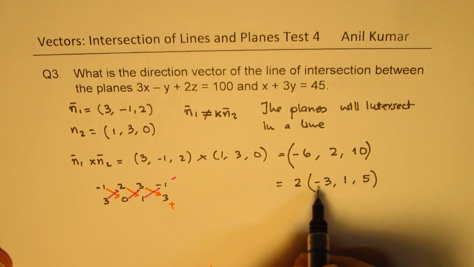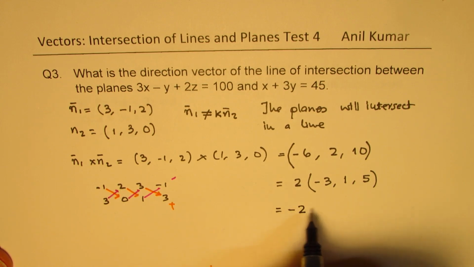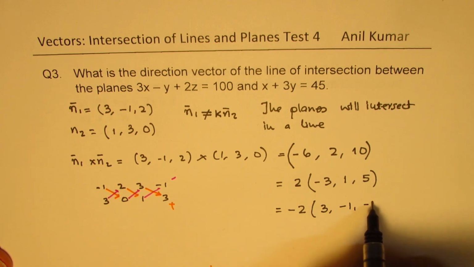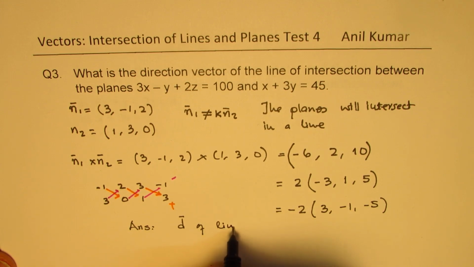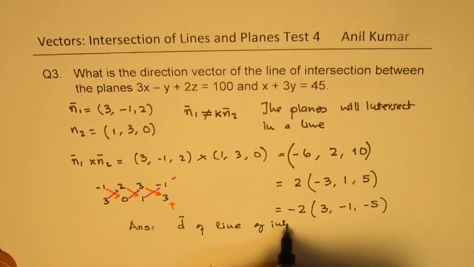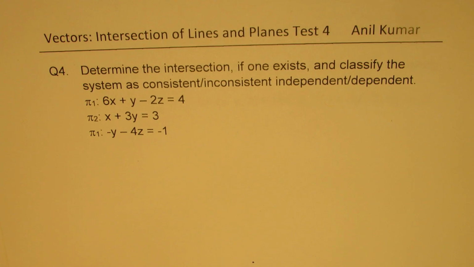Now normally we keep this as positive. So at times in a multiple choice question you may have this option as 3, -1, -5. Does that make sense to you? So that becomes the direction vector of our line, right? So our answer here is that the direction vector D of the line of intersection is, I'll write this as 3, -1, -5. Clear?